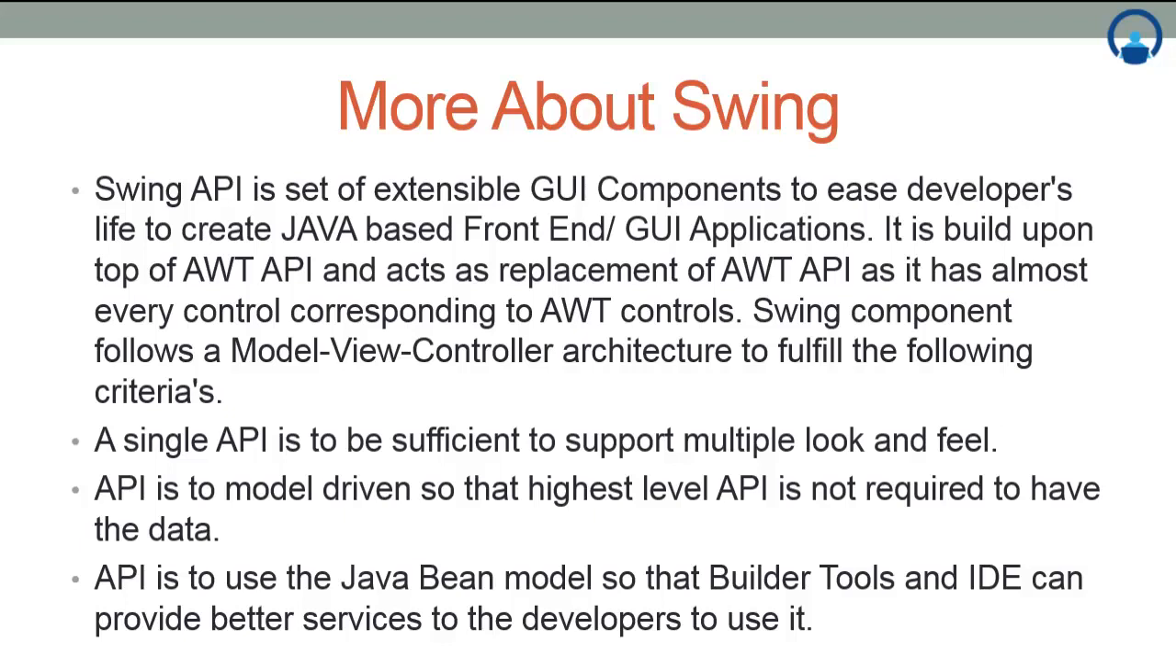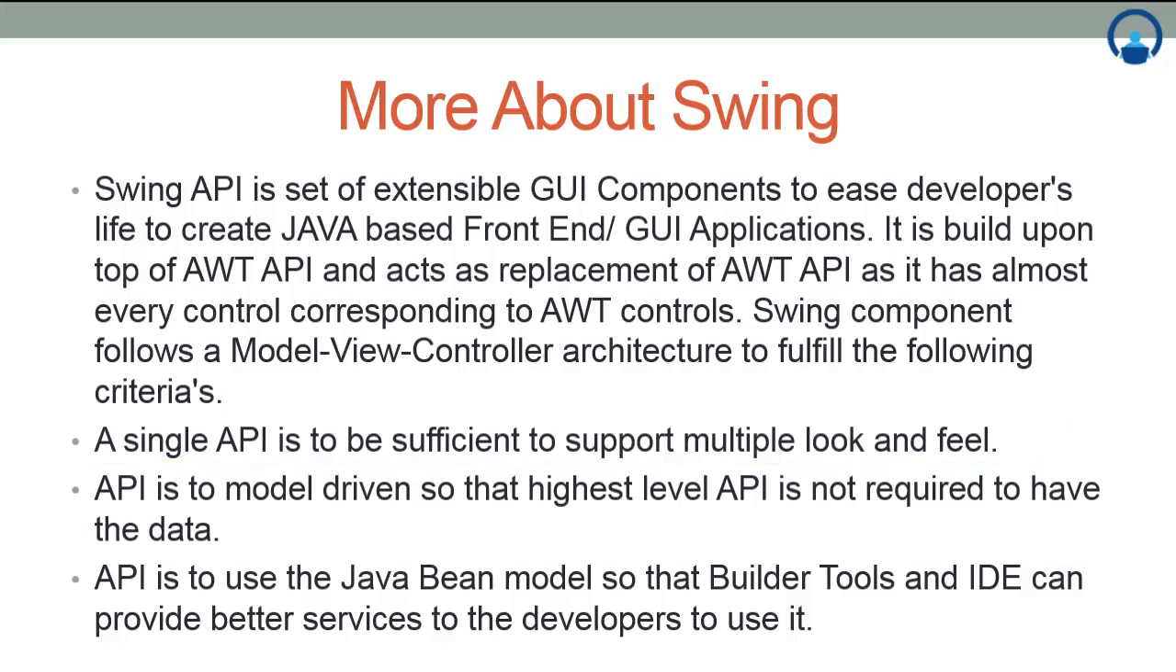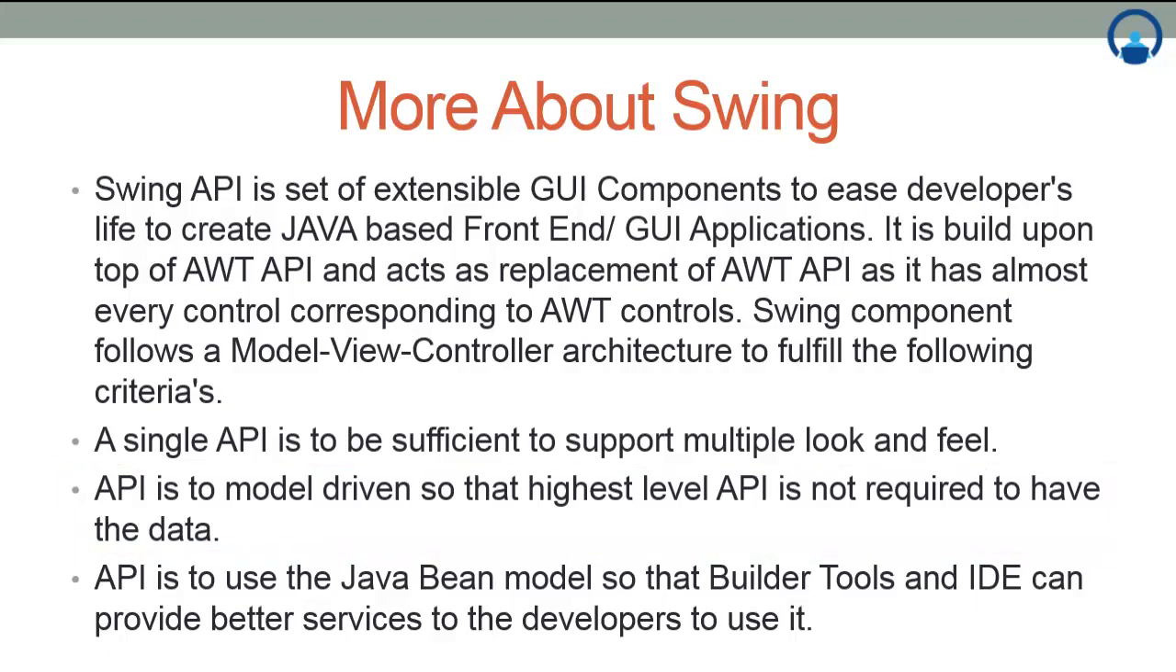And Swing components follow a model view controller architecture to fulfill the following criteria. Now we'll also be discussing what a model view controller architecture is. So first of all, a single API is to be sufficient to support multiple look and feel. And API is to be model driven, so that the highest level API is not required to have data. And API is to use the Java Bean model so that the builder tools and IDEs can provide better services to the developers to use it. So it basically follows a Java Bean model.